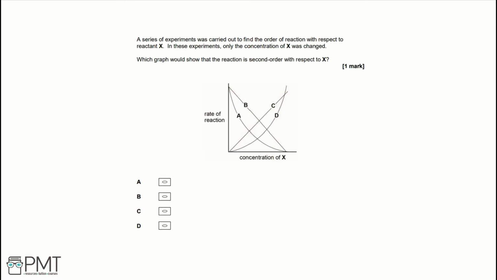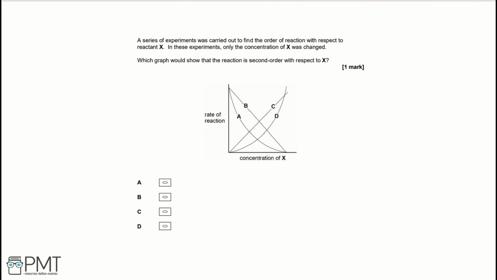A series of experiments was carried out to find the order of reaction with respect to reactant X. In these experiments, only the concentration of X was changed. Which graph would show that the reaction is second order with respect to X? A, B, C or D? So the key thing to notice about this question is the units of the Y and the x-axis. So using these two units, we have C being first order and D being second order.